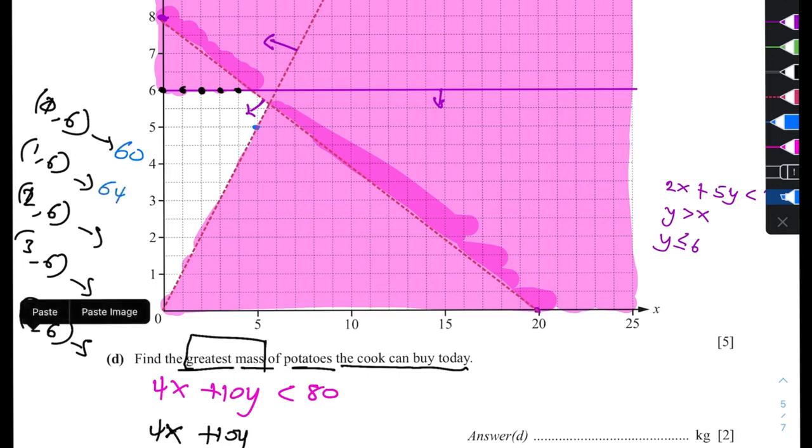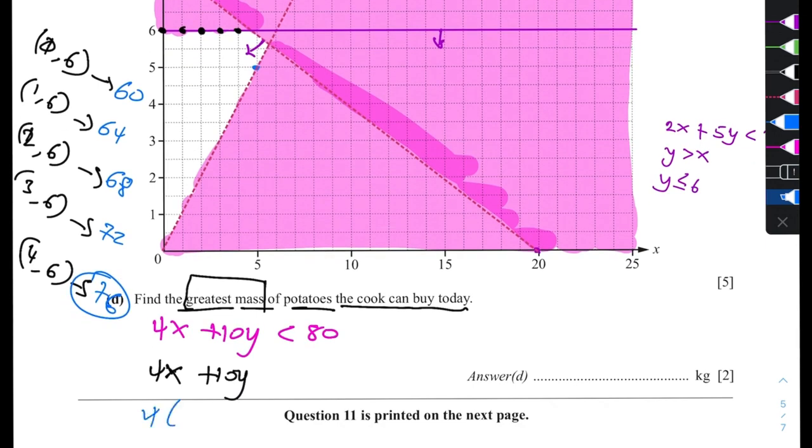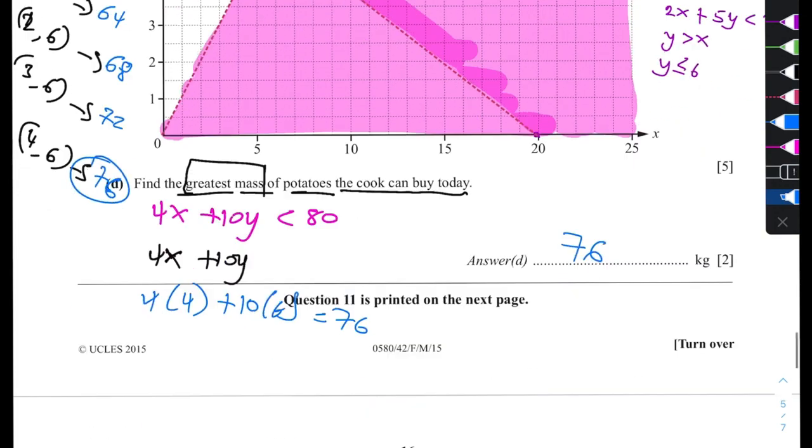The next one is 68. The next one is 72. And the next one is 76. So obviously the greatest is 76. So what you have to do is that you write 4 times 4 plus 10 times 6, giving you 76. So your answer is 76. Okay, and then you are good to go.